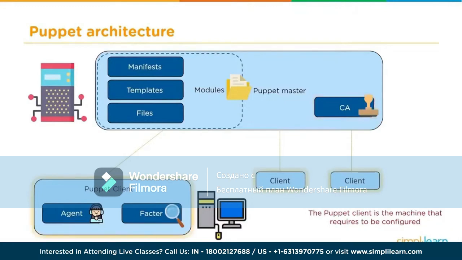Our next component, Puppet client, of course these are the systems that require to be configured. Agent is a service installed on the client. The agent is solely responsible for all the communication between the master and the client. And finally, we have Factor. So Factor is responsible for collecting all the data about the present state of our clients and sending this data over to the Puppet master. At the master, this data is compared against the manifests, which are your code files, and then these manifests are sent over to the client depending upon the results of this comparison.